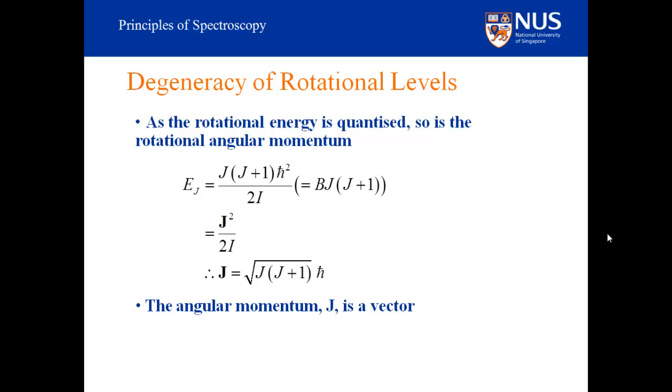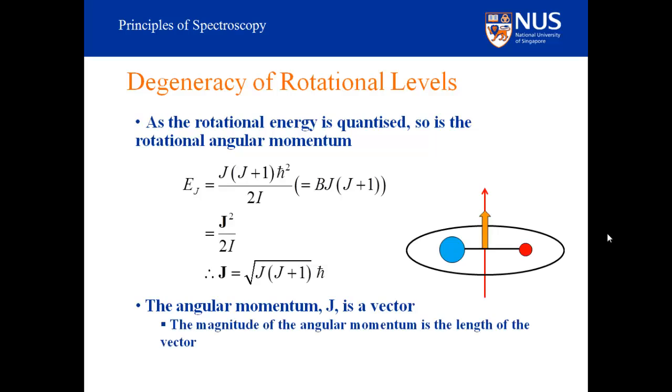Now that I know that my energy is equal to J squared over 2I, I can compare this to my rotational energy that I determined from the Schrödinger equation. And we can see that my angular momentum is equal to the square root of J into J plus 1 times h bar. So this is the magnitude of my vector, but it also has direction.